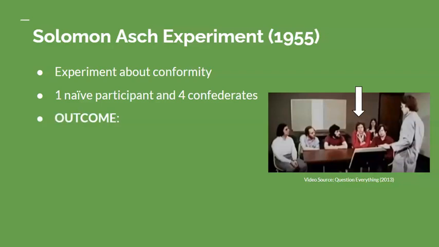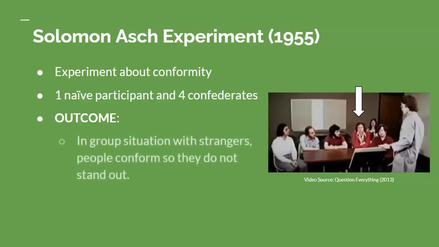As part of the experiment, the confederates all gave the same wrong answer, which of course puzzled the poor naive participant. While the naive participant gave the correct answer on the first round, he then quickly conformed to the rest of the group. Asch's experiment showed the power of conformity. In a group situation with strangers, people will conform so they do not stand out. A replication of this study with a group of people who actually knew each other resulted in the naive participant conforming even more quickly.